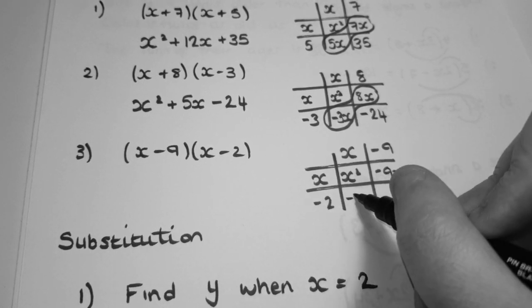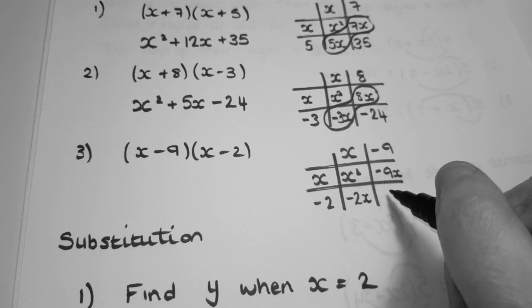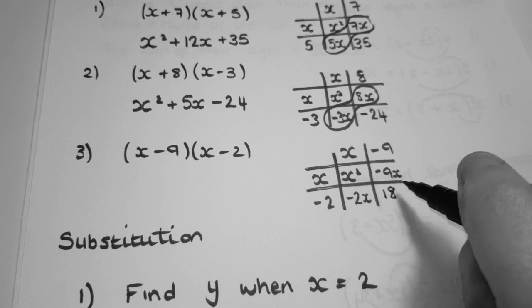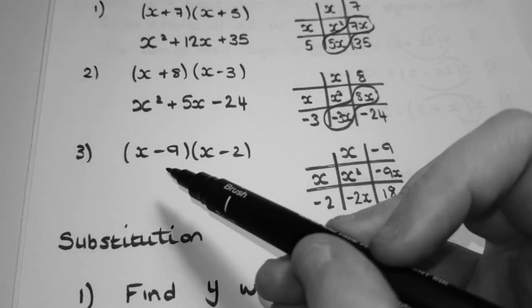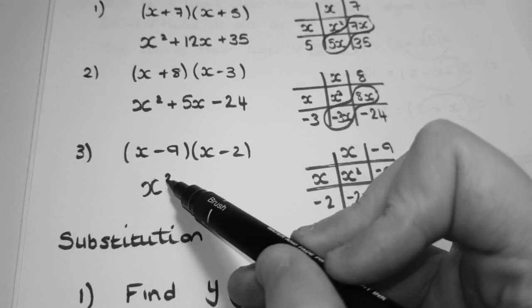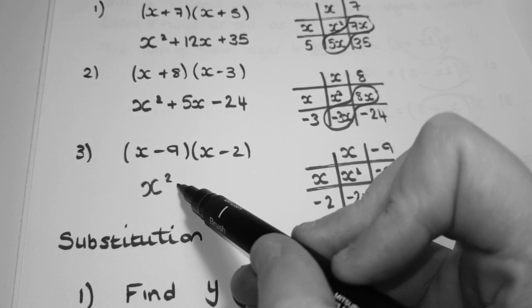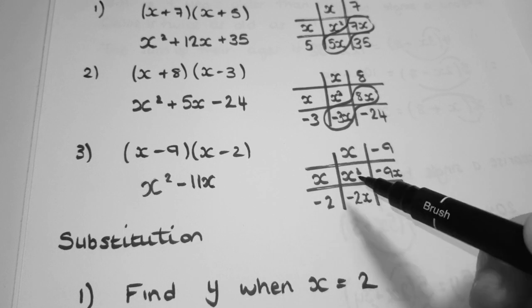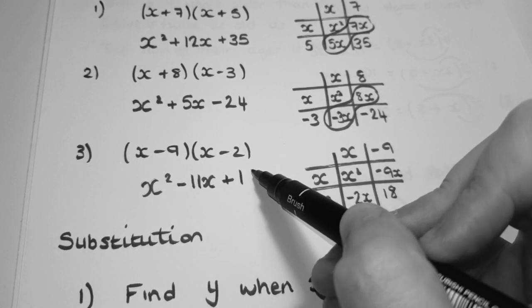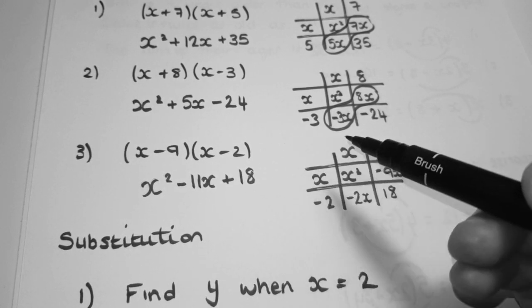X times minus 2 is minus 2x. Minus 2 times minus 9, well, a negative times a negative is positive. 2 9s are 18. So the x squared stays as an x squared. Minus 9x, take away another 2x, is going to make it minus 11x. And then you've got a positive 18 at the end. Okay.